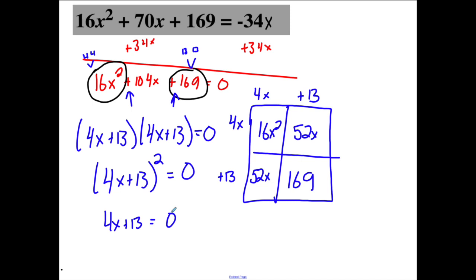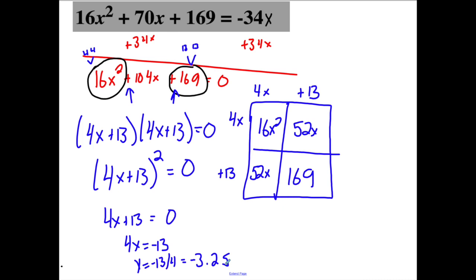But what we know, because it's equal to 0, is that there will only be one solution, and we'll find it by subtracting 13 and then dividing by 4. So you get negative 13 over 4, or negative 3.25, because it would be 3 1/4. Okay?